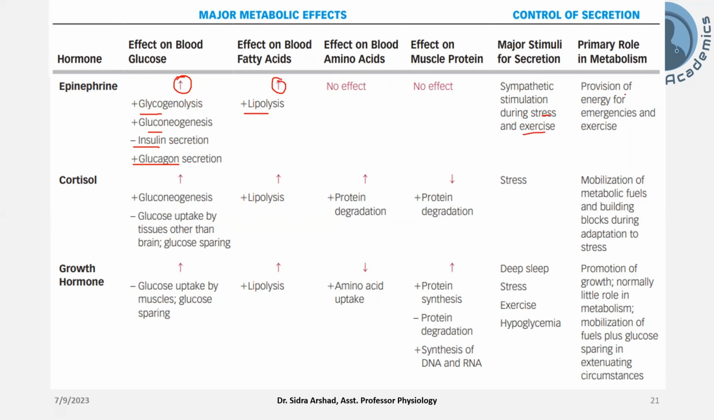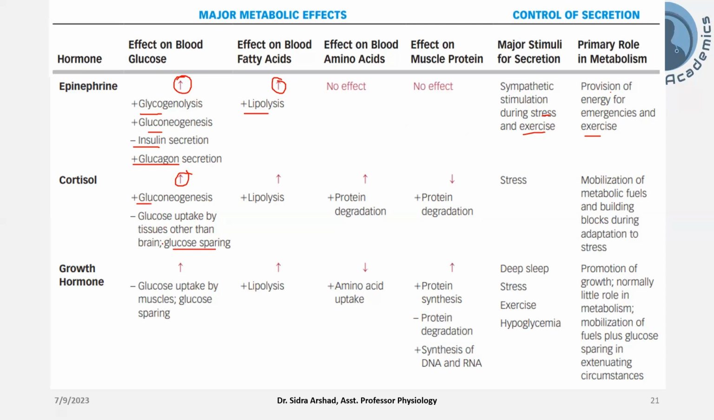Its primary role in metabolism involves provision of energy for emergencies and exercise. It makes glucose available for the cells, for skeletal muscles to use. Cortisol also increases blood glucose level. It promotes gluconeogenesis, and it decreases glucose uptake by tissues other than the brain. It is acting as a glucose sparer, so that the glucose is not being used by the cells, it is being spared.